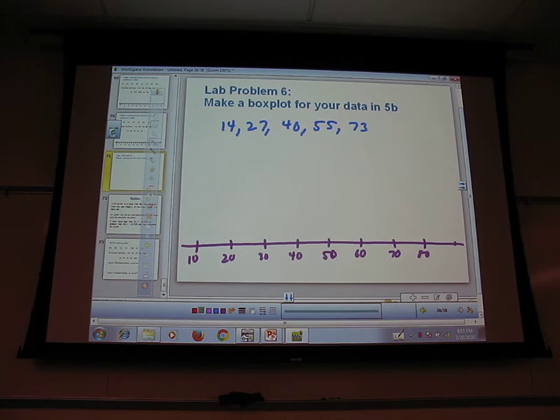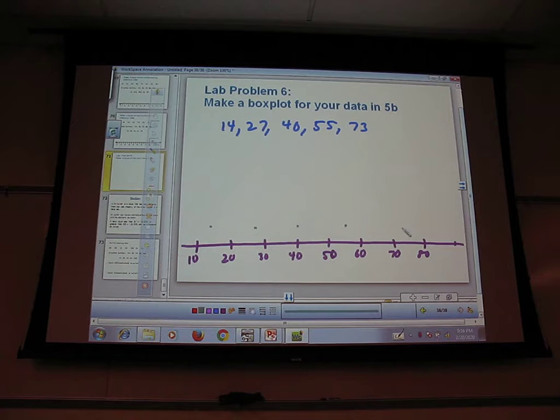So let's take a look. So you made your number line, and then 14, 27, 40. Your number line should be by tens: 10, 20, 30, 40, 50, 60, 70, 80. Everybody understand that? Don't go putting like 14 or 27 or weird numbers in there. Just go by tens or by 20s.